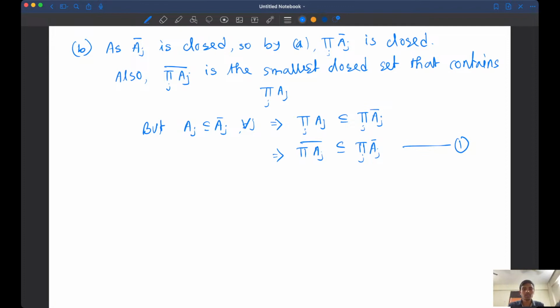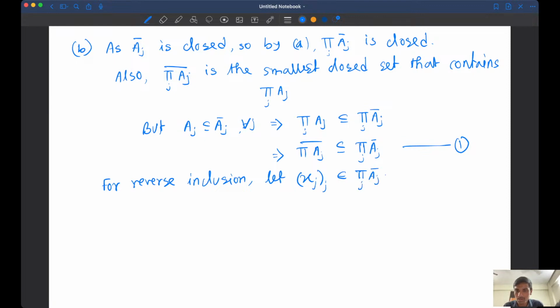Okay, now for the converse part, let's pick an element from this set. So for reverse inclusion, let the elements look like some sequence of points in this thing. So let me take that as xj. So each xj lies in the aj closure. That is an element of this product set.